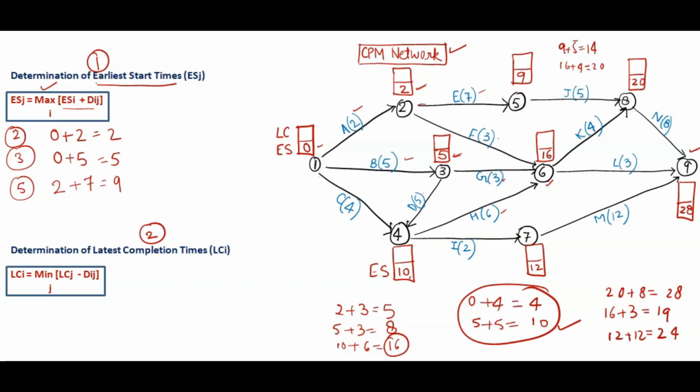Like this we'll find out the earliest start time for all the activities. For each node you have to check the previous node's ES, and then add the duration. If more than one activity is coming towards a node, then you have to take the maximum and write it there as the earliest start time. Now coming towards the second part, that is latest completion time. For this we have a formula.